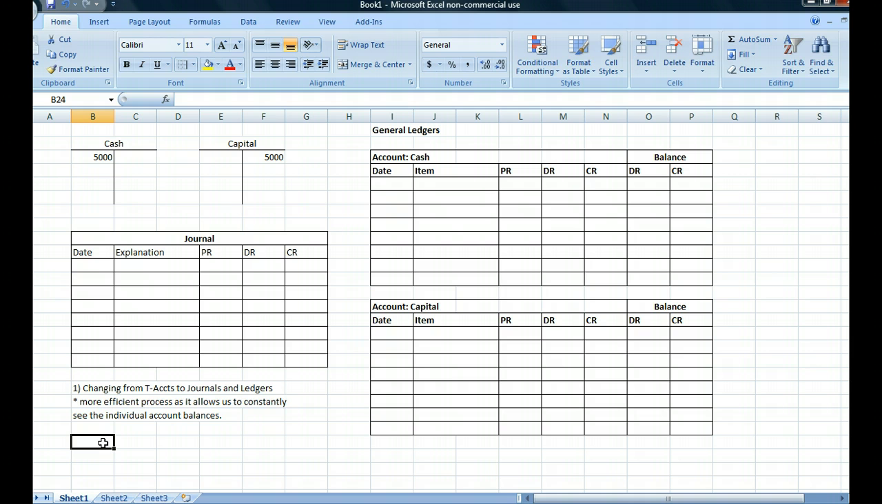Okay, so the new process will be analyze transactions, journalize the transactions, post to the general ledger, which I'll show you in a second, and then place in a trial balance. And then finally complete financial statements.